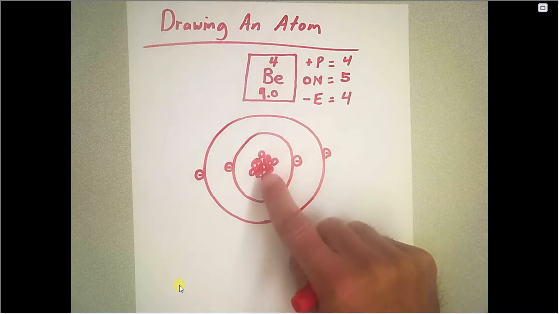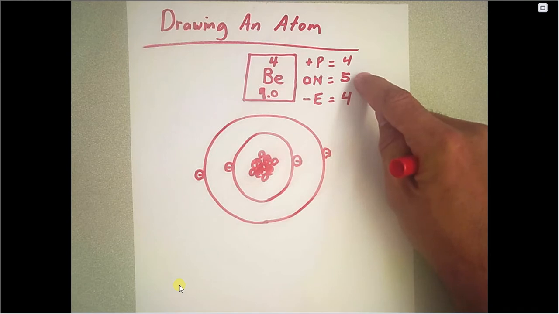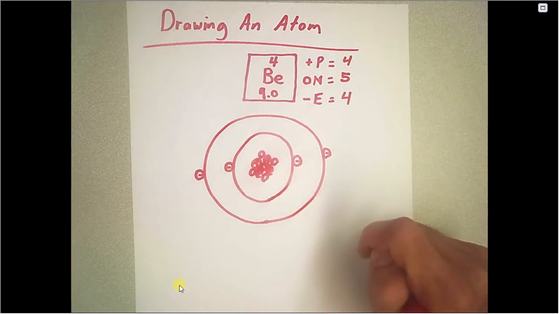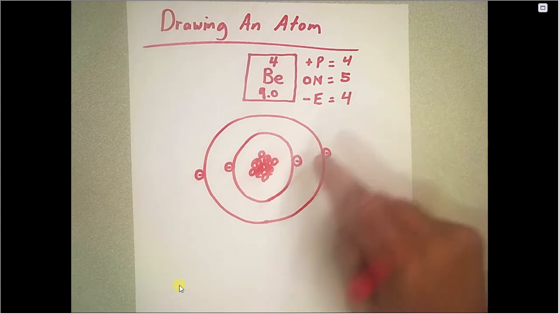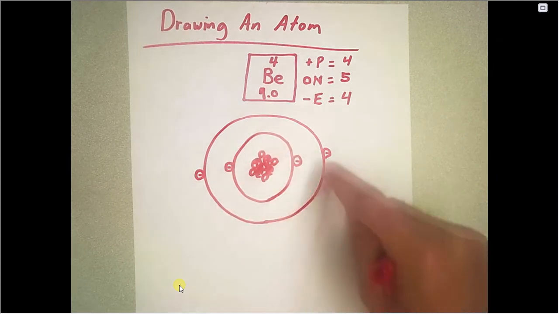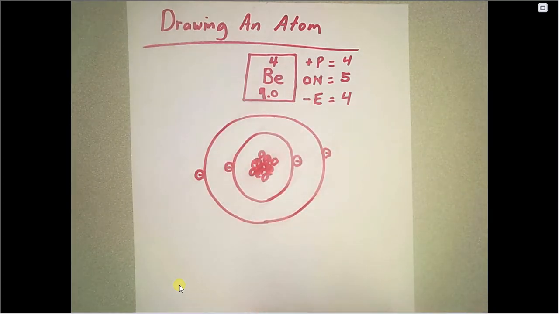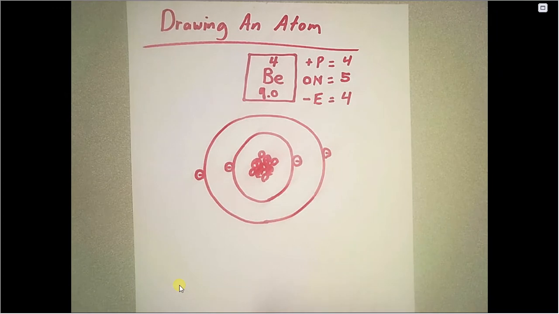Again, protons in the middle, 4 protons, 5 neutrons in the center, in the nucleus, and then 4 electrons in the outer electron cloud. And the first one can only hold 2, so we have to add an additional ring in the electron cloud to hold the other 2, because a total of 4 electrons.